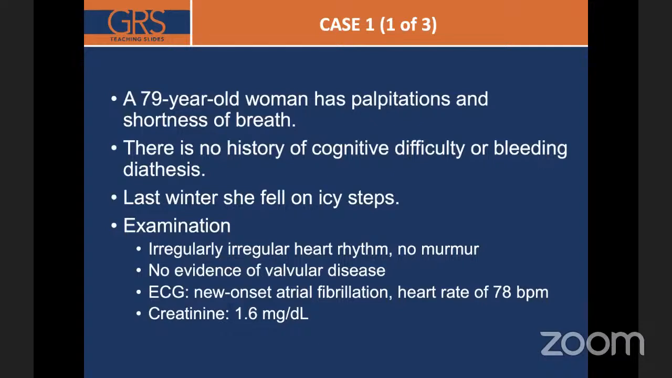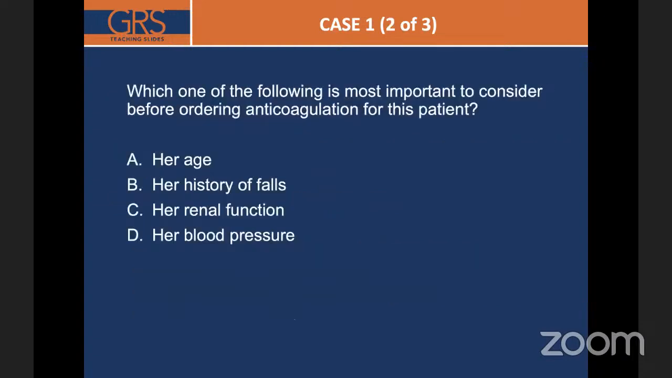Examination shows irregular heart rhythm and no murmur, no evidence of valvular disease. On her EKG, there is a new onset of atrial fibrillation. Her heart rate is 78 beats per minute, and her creatinine is 1.6. So the question is, which one of the following is most important to consider before or during anticoagulation for this patient? So what do you guys think?